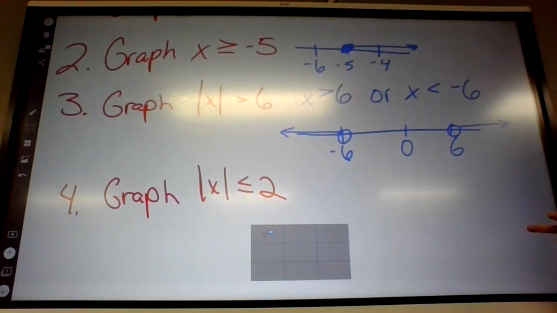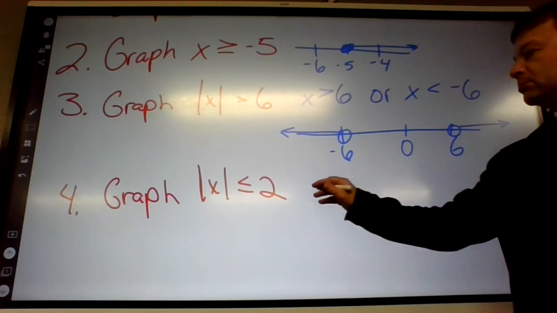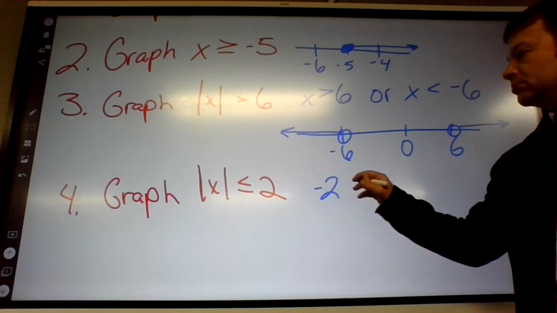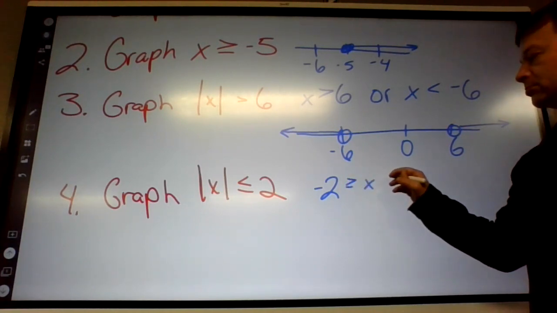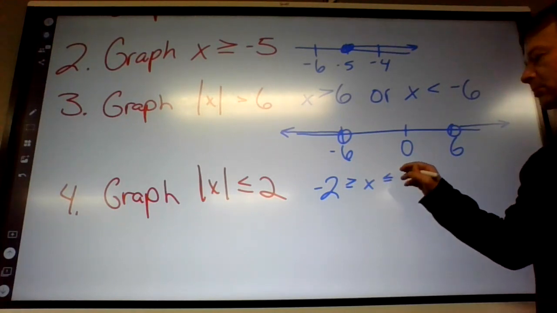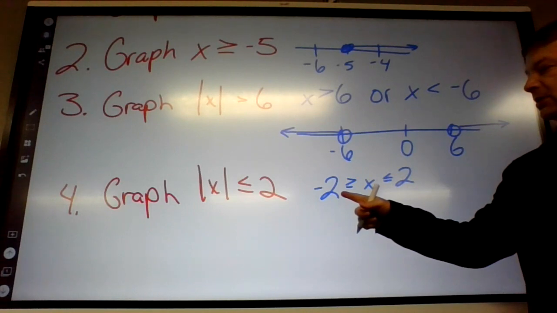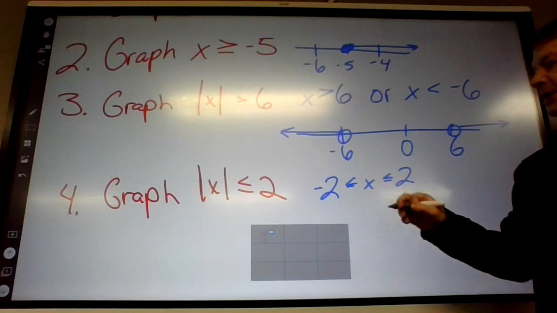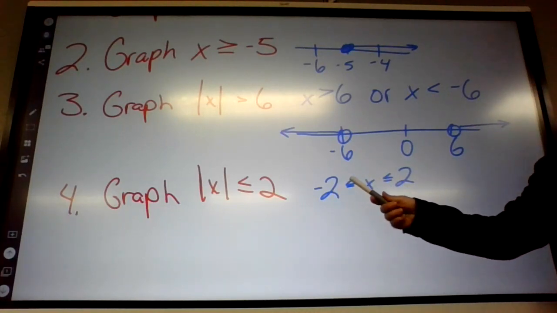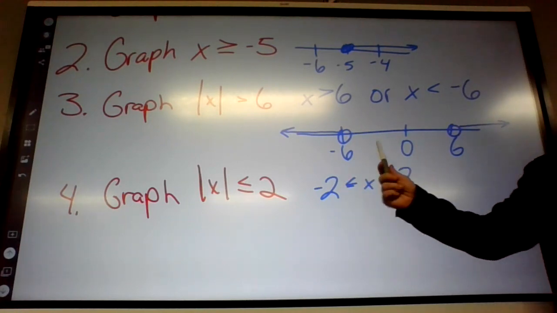Okay, Bo, do you remember how to set up number 4? It's the one that people get the most wrong. Is it negative 2 is greater than or equal to x and less than or equal to 2? Close. They're both less than or equal to. Negative 2 is smaller than x, which is smaller than 2. In other words, x is between those two numbers.